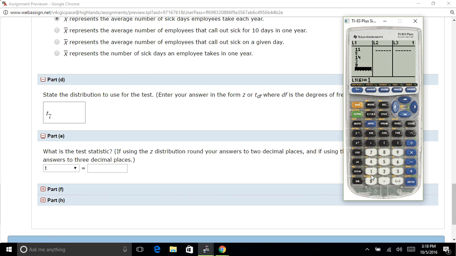Then it was 10. And then it was 6. And then it was 8. And yours will be different because all the numbers in red mean they're different numbers.